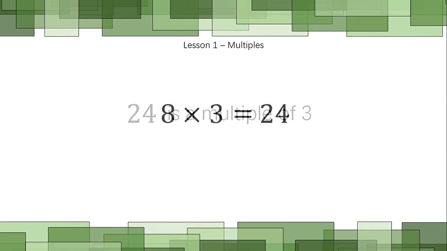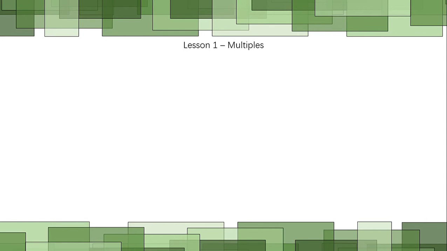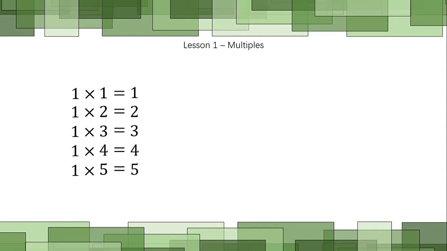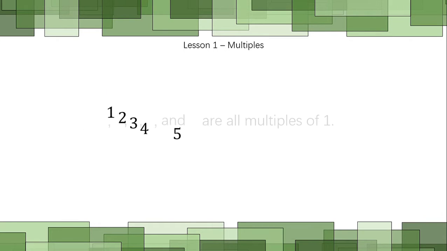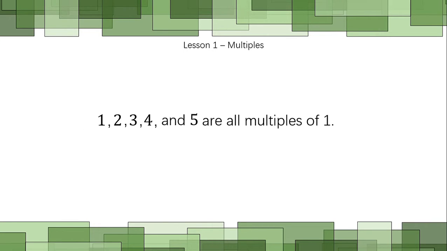Let's say the given number is 8 and now you're multiplying it by 3, resulting to the same answer. Since 3 is also a counting number, 24 is also a multiple of 8. For our second example, let us multiply 1 by some counting numbers. Since these 5 numbers are all counting numbers, the products are all multiples of 1.